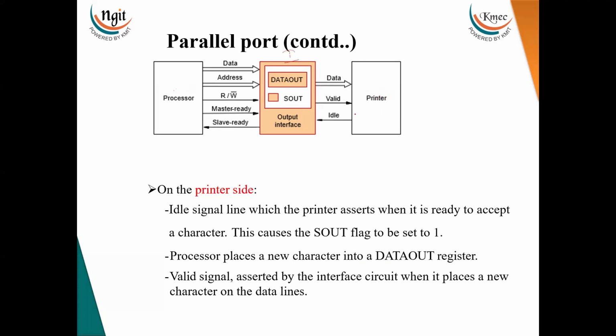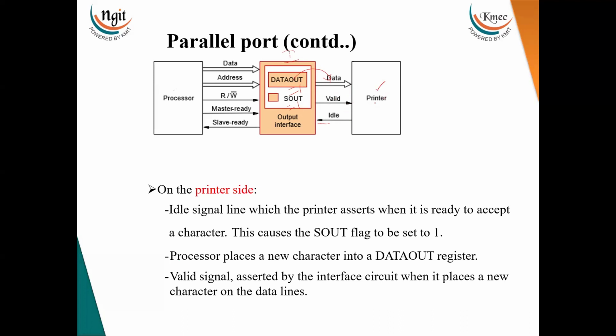Now when the printer is ready, it will send the idle signal to the interface. If the data is available in the data out register, that is, if the register is full, then S out is equal to 1. If the register is empty, then S out is equal to 0. If the printer wants to print the character, it will send the idle, then check the S out register, then the data will be placed onto the data bus and it will send the valid signal. Thereby the printer will print the character.